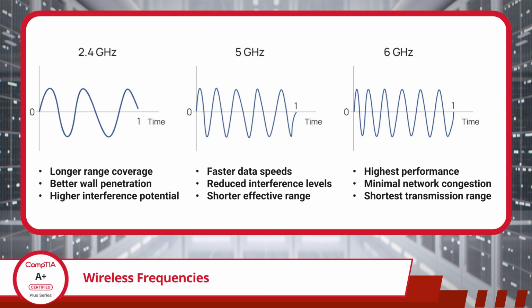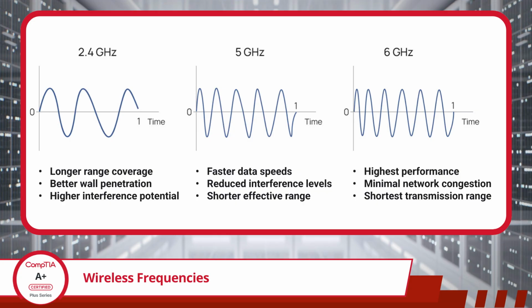It's like a slow but steady marathon runner. The 2.4 GHz band offers better range, meaning it can travel further. This characteristic makes it ideal for providing Wi-Fi coverage in larger spaces. The 2.4 GHz band can also penetrate solid objects like walls more effectively. However, since it's quite popular, the 2.4 GHz band can get crowded, leading to potential interference from other nearby devices competing for the same frequency.